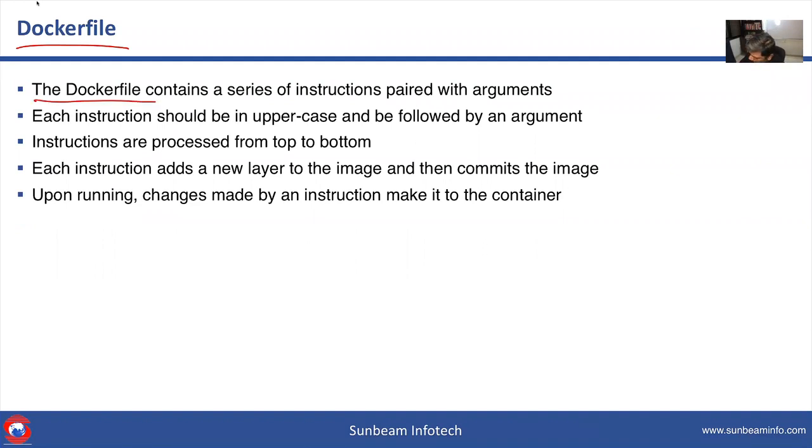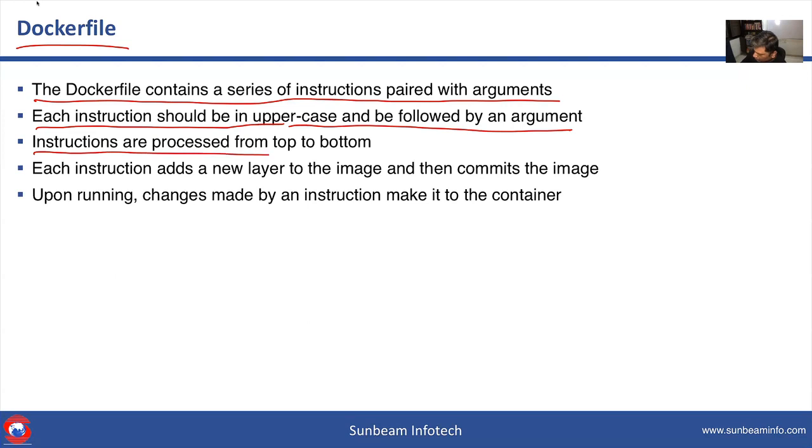The Dockerfile contains a series of instructions paired with arguments, and those instructions will be used to create your image. That's it. Each instruction should be in uppercase letters and will be followed by an argument. We'll talk about that, don't worry. Instructions are processed from top to bottom because it's a scripted file. Each instruction adds a new layer to the image and then commits the image.